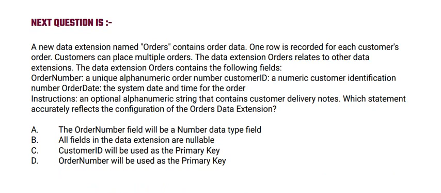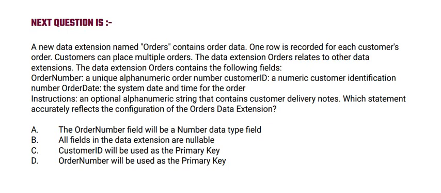The data extension orders contains the following fields: order number, a unique alphanumeric order number; customer ID, a numeric customer identification number; order date, the system date and time for the order; instructions, an optional alphanumeric string that contains customer delivery notes. Which statement accurately reflects the configuration of the orders data extension?